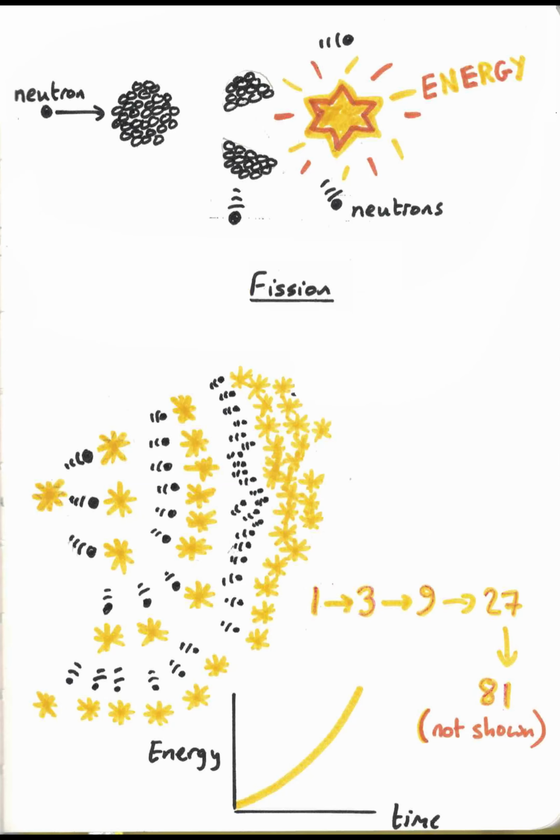This self-amplifying sequence is called a chain reaction. If we just let it happen, then this is an atomic bomb. But if we pull out a good number of these neutrons as they are created, then things are much more controlled, and we get a nice, steady output of heat energy. And this setup is called a nuclear reactor.